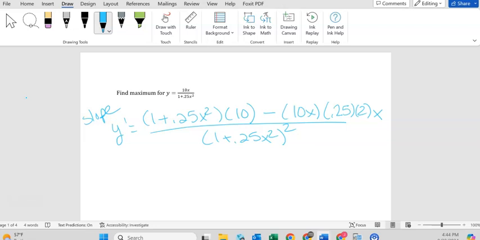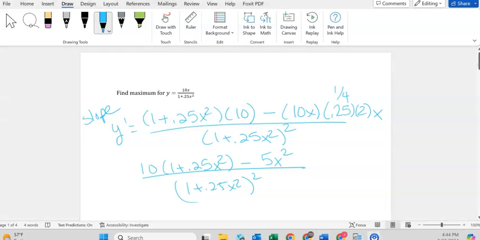Now we're going to clean this up a little bit. So let's see what I got here. I have 10, 1 plus 0.25x squared minus, let's see here, this is really 1/4, right? So 1/4 times 2 is 1/2, so this is minus 5x squared. Okay. And then all over my bottom.